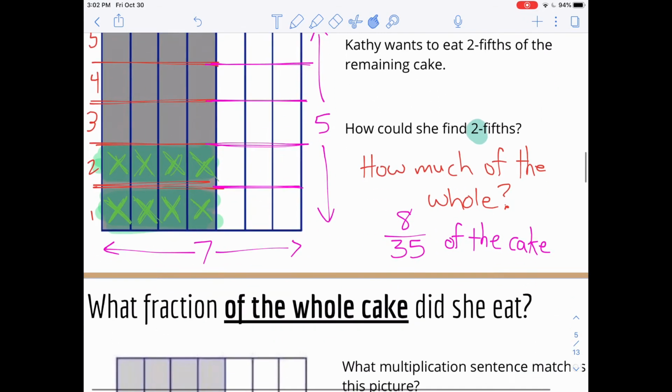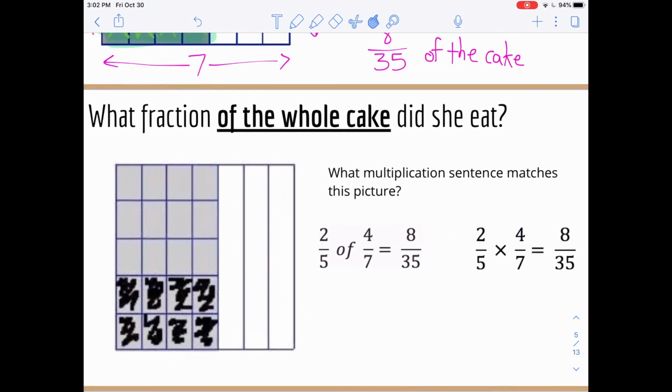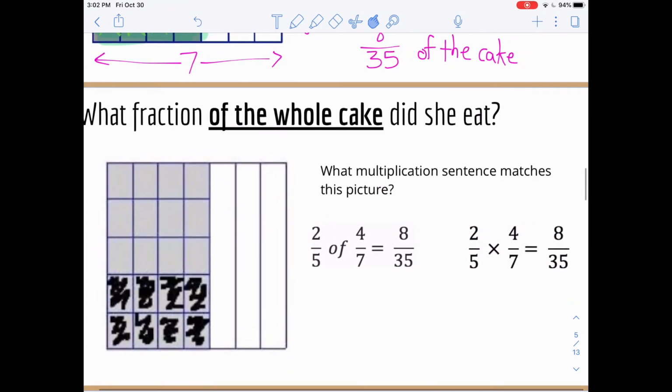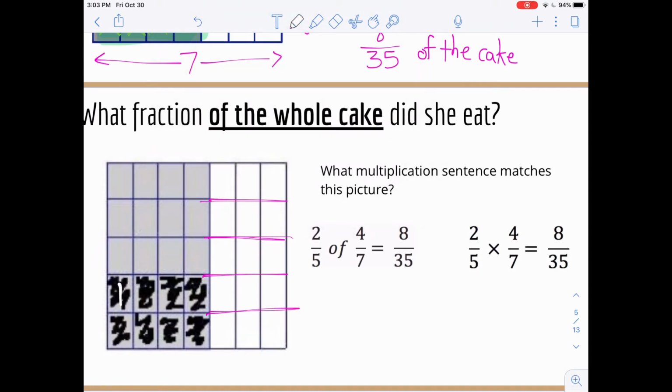All right. So again, what fraction is that we're seeing? We're seeing 8/35. I can make those lines across. There are 35 little parts. She has eaten 1, 2, 3, 4, 5, 6, 7, 8 of them. All right.